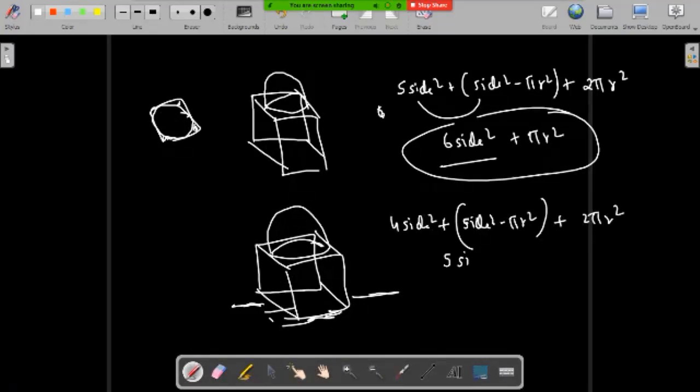So somebody had given me this answer. That's correct. That is 5 side square plus 2 pi r square minus pi r square. That is going to be pi r square. So the option is 5 side square plus pi r square, not 6 side square plus pi r square, because this is a question of monuments. Okay. So I hope this is clear.